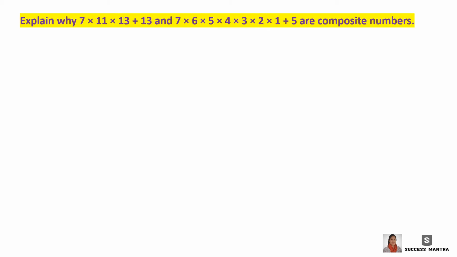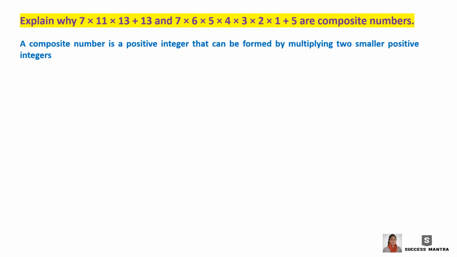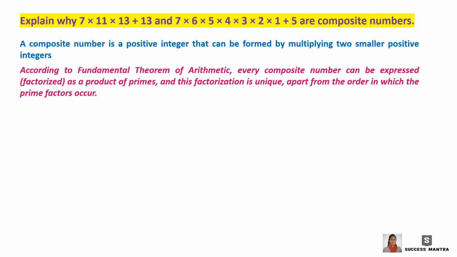The next question is, explain why 7 into 11 into 13 plus 13 and 7 into 6 into 5 into 4 into 3 into 2 into 1 plus 5 are composite numbers. So we know that a composite number is a positive integer that is formed by multiplying two smaller positive integers, and according to the fundamental theorem of arithmetic, every composite number can be expressed as a product of primes. So in order to prove that the given numbers are composite numbers, we have to express them as a product of prime numbers.